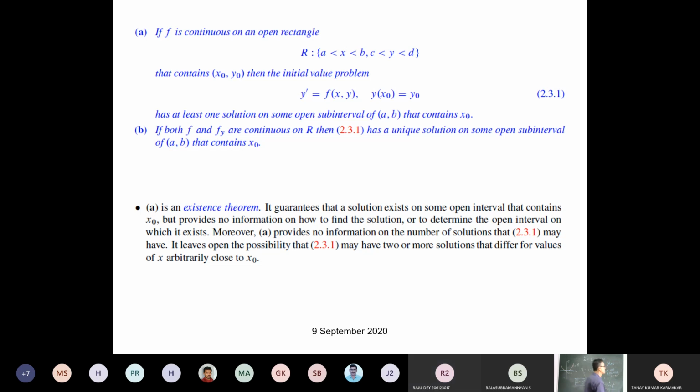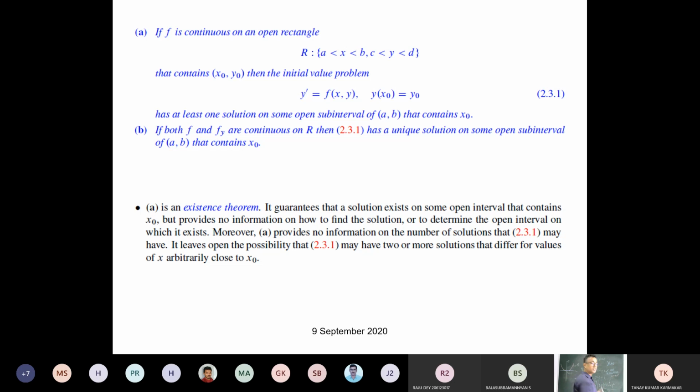Okay, fine. So if f is continuous on an open rectangle defined by that, that contains the point x naught, y naught, then the initial value problem given by equation 2.3.1, I'll write it down, don't worry, has at least one solution in some open subinterval of (a, b) that contains x naught. And that is about the existence.